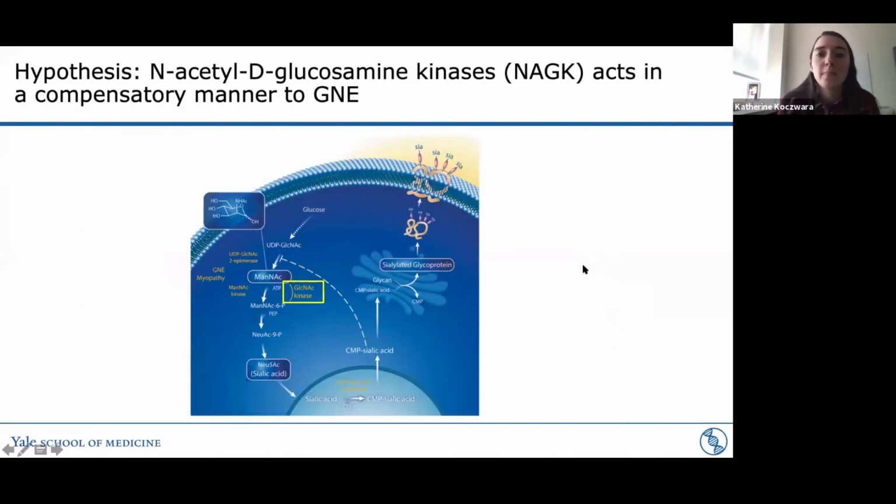And so one thing that we're thinking could play a role is this enzyme called NAGK, which, as you can see from this diagram that I showed you earlier, actually can perform the kinase activity of GNE. So it can perform one of the steps that GNE does within the sialic acid biosynthesis pathway. So it could be used if there's a mutation in GNE in the kinase domain. This could act as a compensatory mechanism to perform the function instead.